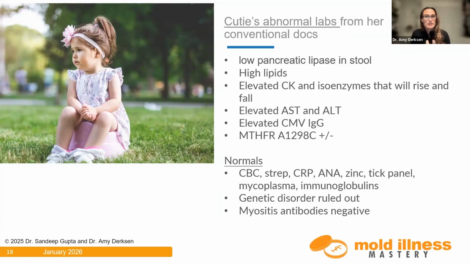Okay, so she started with conventional docs and then had a really good functional medicine doc before she found me. Some of the abnormal labs that had come up: she had low pancreatic lipase in her stool, so some of that pancreatic insufficiency. She had high lipids. I see the lipids, especially in kids, when they spike high, can be this protection. I think it's the body trying to protect the nervous system from some of these toxins.